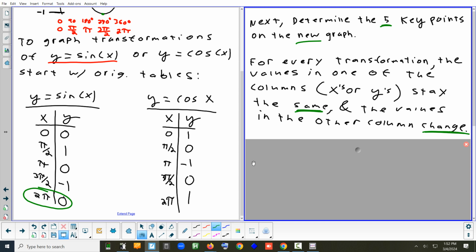Okay, and as far as the background about graphing sine and cosine, that's pretty much it. So now we're going to focus on one specific kind of transformation, and that's shifting left and right. And I'll show you how to do that one.